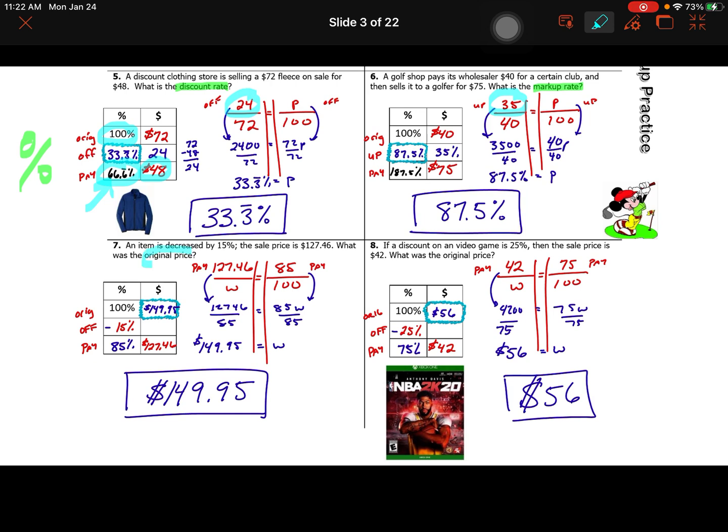On number 7 and 8, you're looking for the original price, and the only way to go from the sale price back to the original is to look at it not as a percent off, not as 15% off, but what percent are you paying? So 85%, and you're missing the original, which is W, that goes on the bottom. Same thing on number 8. Once again, instead of thinking of it as 25% off, think about it as paying 75%. The $42 is 75% of what the original was, and that's the only way you can work back and get to that $56.